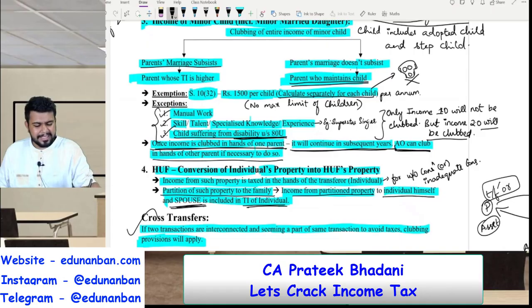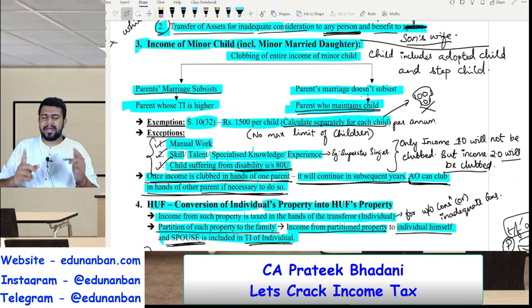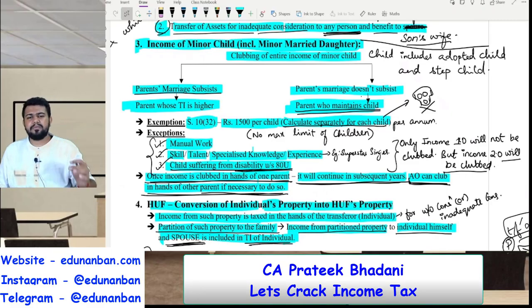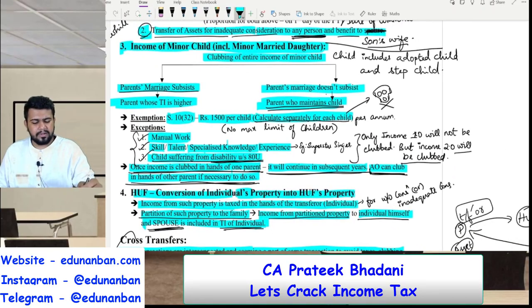So once the income is clubbed in the hands of one parent, it will continue in the subsequent years. However, the AO, that is the assessing officer, can club it in the hands of the other parent if he feels necessary to do so. However, if the parents' marriage subsists, this provision will apply. That is, both parents are living together. However, if the parents' marriage is not subsisting, that is, both parents are living separately, then the income of the minor child will be clubbed in the hands of the parent who is maintaining the child. And I told you, child includes a legally adopted child and also a stepchild.